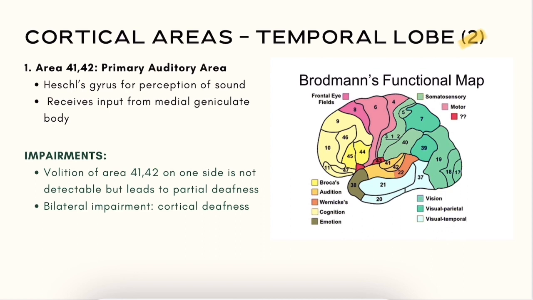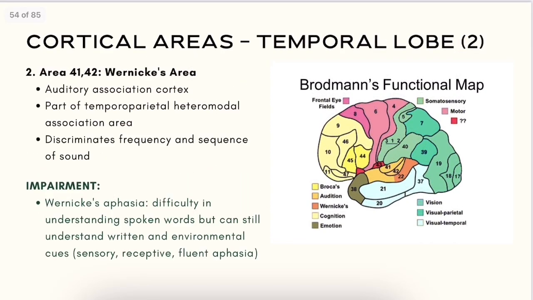Okay, so when we impair area 41 and 42, this is for your auditory area, it's for your hearing. If we destroy 41 and 42 on one side, it would not be detectable, but it could lead to partial deafness. But if there is an impairment on both sides of area 41 and 42, then that could lead to cortical deafness.